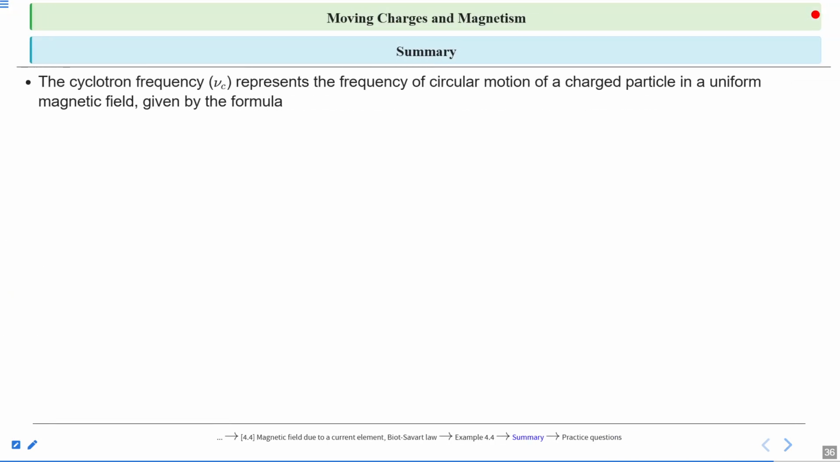Cyclotron frequency, vc, represents the frequency of circular motion of a charged particle in a uniform magnetic field, given by the formula vc equal to qB by 2 pi m.